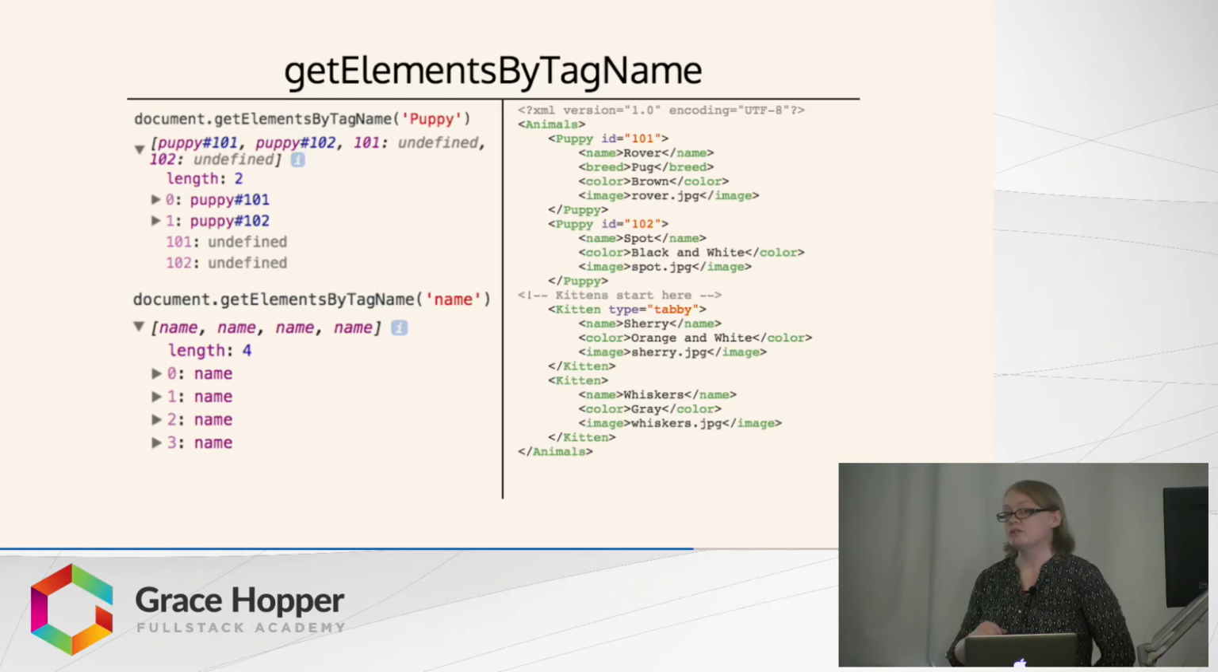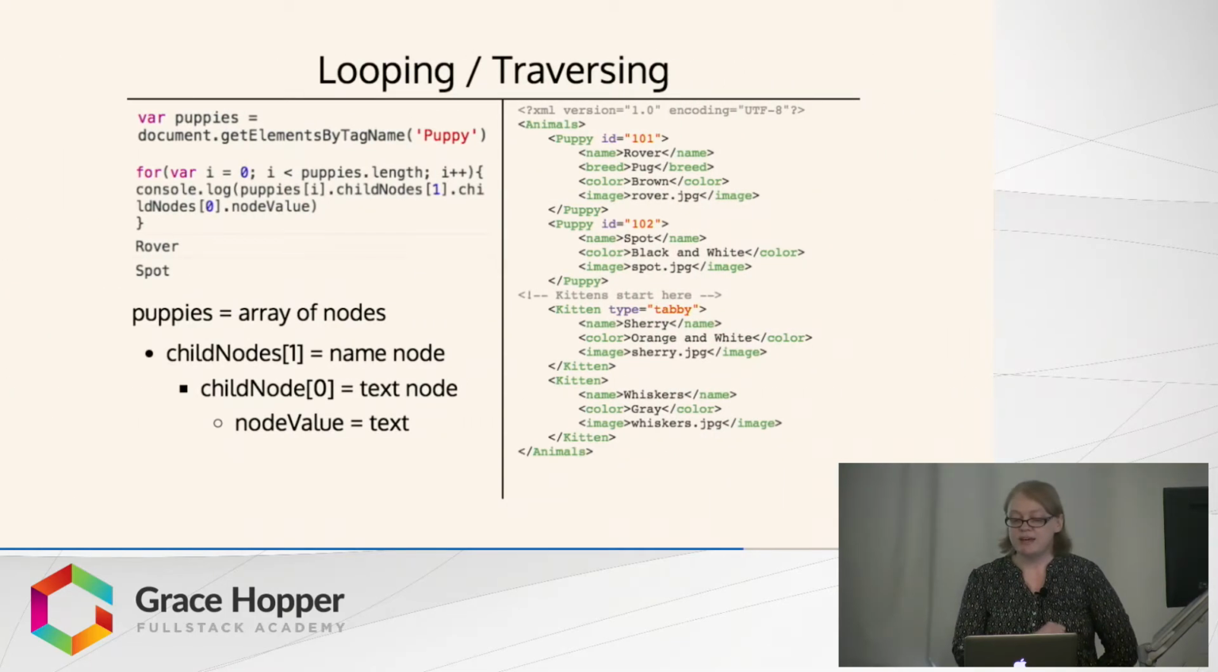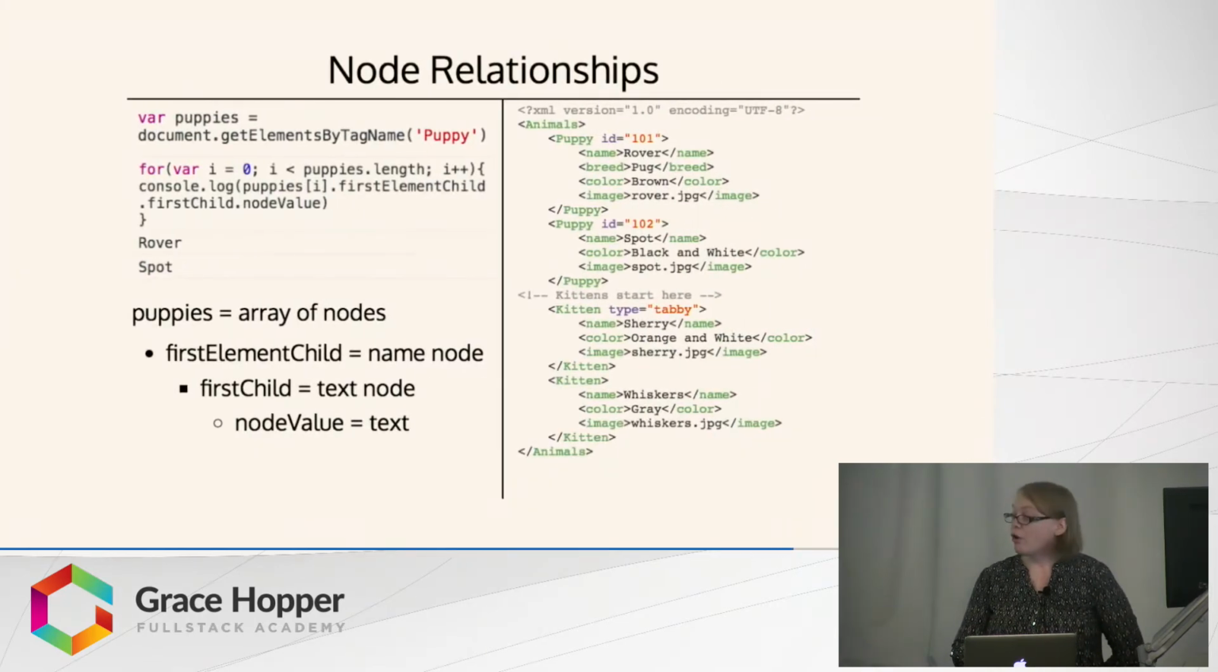But how can I only return the names of the puppies? Well, to get the names of the puppies via traversing or looping, I declare the puppies, I loop over the array, I look at the second child node of each puppy, which is the name node, then I look at the first child node of the name node, which is the text node, and then I get the node value of the text node. You can also get the information using node relationships. The puppy names can be accessed by declaring the puppies, looping over the returned array, look at the first element child, which is the name node, look at the first child of the name node, which is the text node, and then get the node value of the text node.